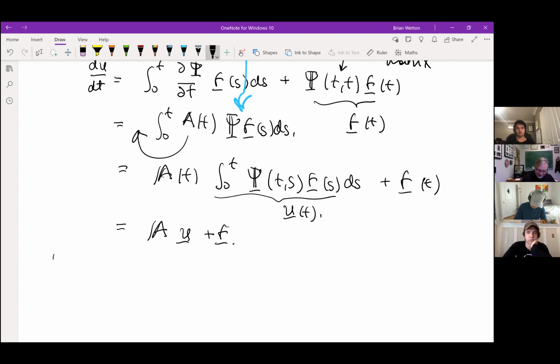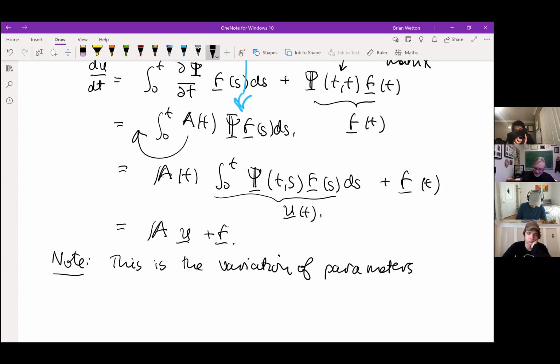Okay, and remember, one of the polls I had last week was how familiar are you with the variation of parameters formula? This is the variation of parameters formula. I think it's the way the variation of parameters formula should be taught, instead of the confusing thing that you probably got in Math 215.